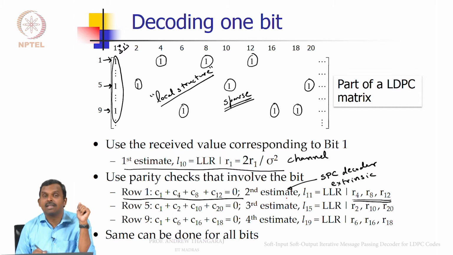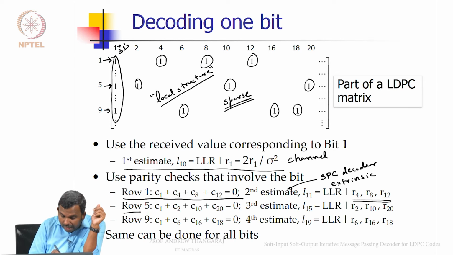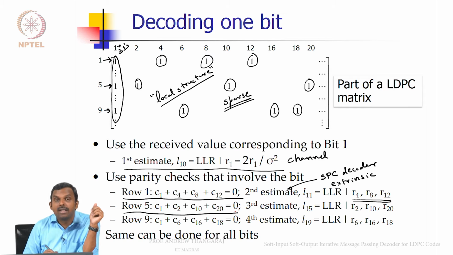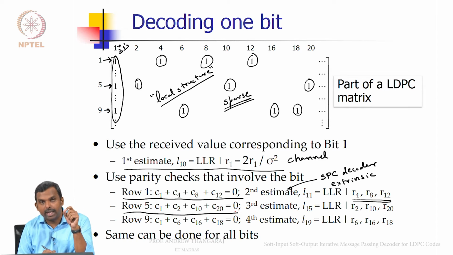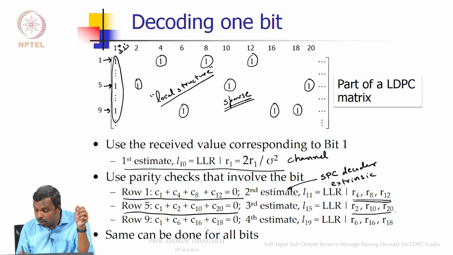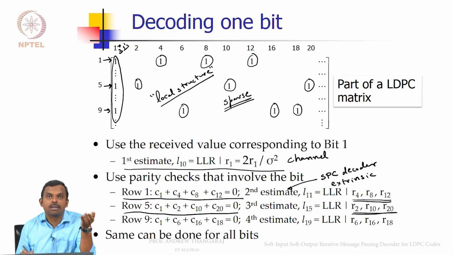Okay. So, this is easy enough to do. I am using only the single parity check code defined by the first row. In the same way, row 5 also defines a single parity check code involving C1, C2, C10 and C20. So now I can use the same single parity check code again, but with R2 and R10 and R20. Now I will get another estimate.